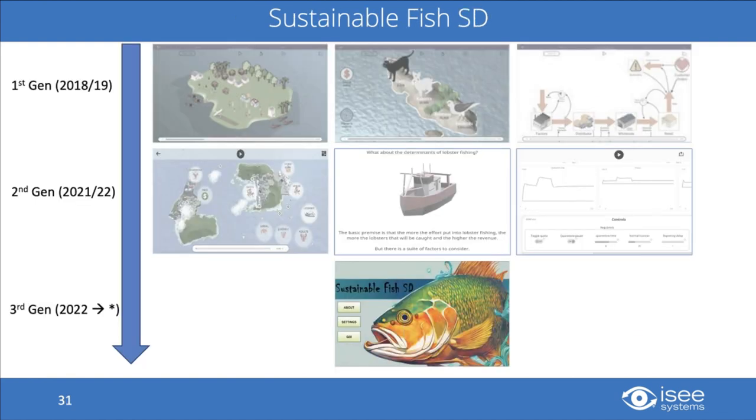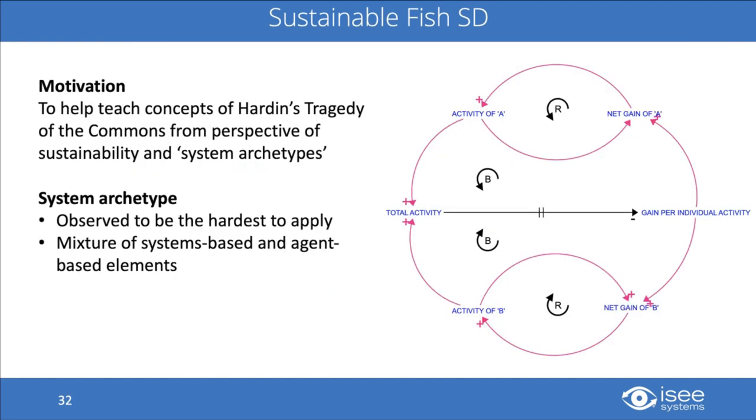Okay, and that game is Sustainable Fish SD, and that's a screenshot from Stella Architect with the graphic itself generated in ChatGPT or DALL-E. The motivation for developing Sustainable Fish was to help teach concepts of Hardin's Tragedy of the Commons, but from the perspective of both sustainability and system archetypes.